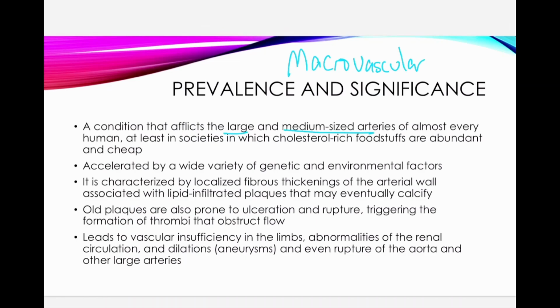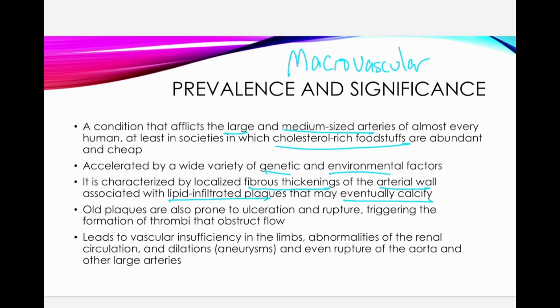Or in societies with cholesterol-rich foodstuffs. A lot of cholesterol in the food. Processed, ultra-processed stuff. There's genetic and obviously environmental factors that deal with atherosclerosis as well. Characterized, again, by localized fibrous thickening of the arterial wall, lipid-infiltrated plaques, so those foam cells, the LDLs get in there, and that may eventually calcify. They'll harden over, they'll endothelialize, and that's our body repairing that rupture.